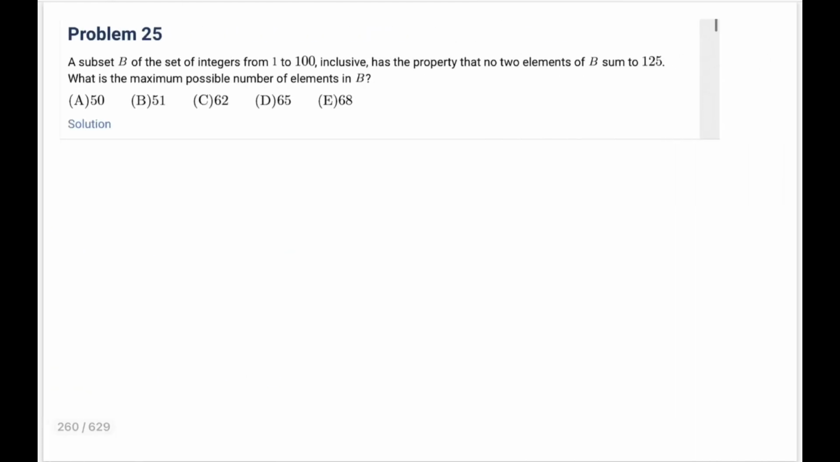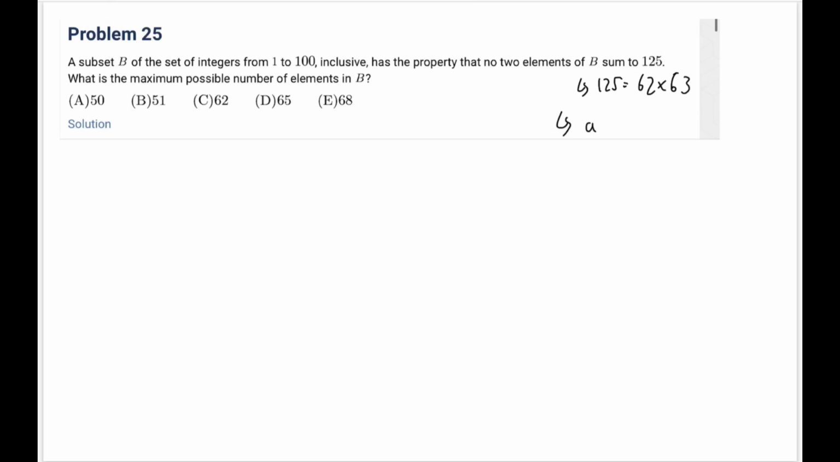Last problem, problem number 25. A subset B of the set of integers from 1 to 100 inclusive has the property that no two elements of B sum to 125. What is the maximum possible number of elements in B? So we have subset B from 1 to 100 inclusive, and no two elements of B sum to 125. And so 125 equals 62 plus 63, right?